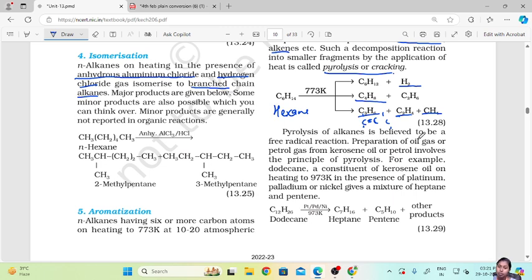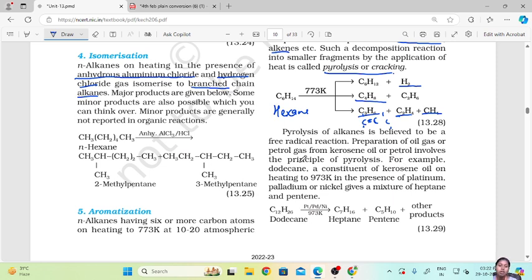Now preparation of oil gas or petrol gas from kerosene oil or petrol involves the principle of pyrolysis. So when you prepare oil gas or petrol gas from kerosene oil or petrol, it involves the principle of pyrolysis. That means you are breaking it.